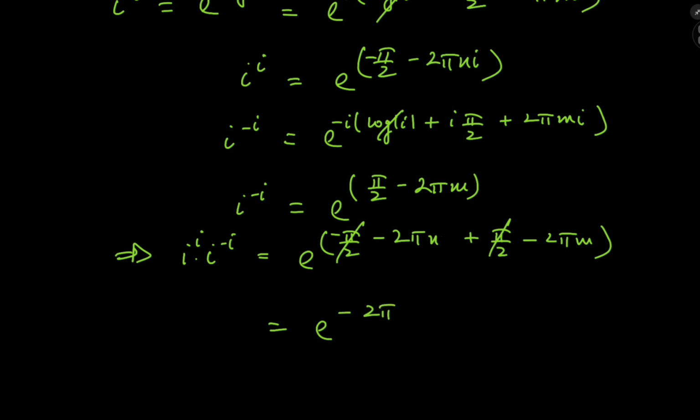Why am I repeating the i unnecessarily? Terribly sorry about that. It's n plus m, and n plus m is just some other integer, so we have e to the negative 2 pi k. So we see that there is no guarantee that this thing here will be equal to 1.